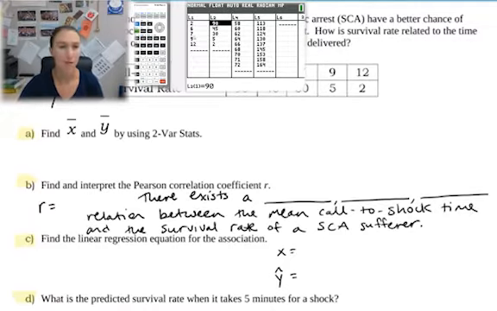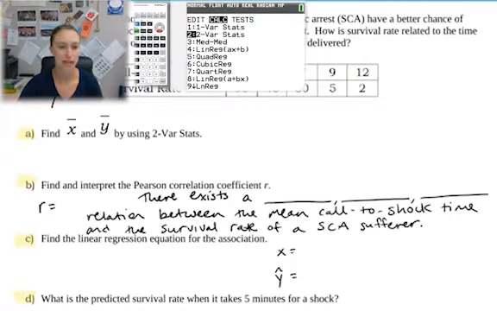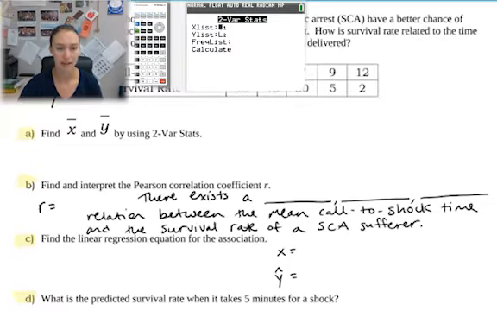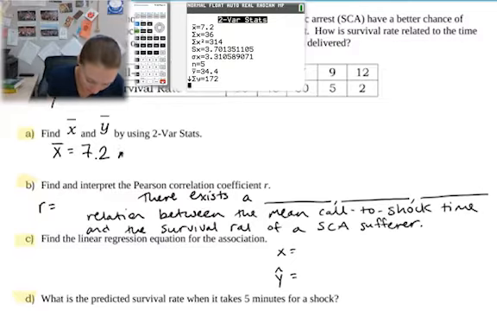So now, finding x bar, which is the mean of x, and y bar, which is the mean of y, I want to use 2-Var Stats. What we're going to do in our calculator is go to Stat, and then over to Calc, and then down to 2-Var Stats. Hit Enter. My X list is in L1, my Y list is in L2. I'm going to go down to Calculate, and there is my x bar at the top. So x bar is 7.2, and x is call to shock time in minutes.